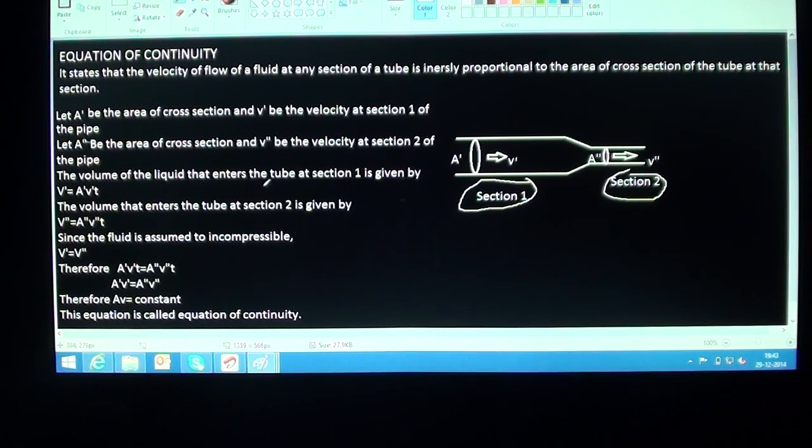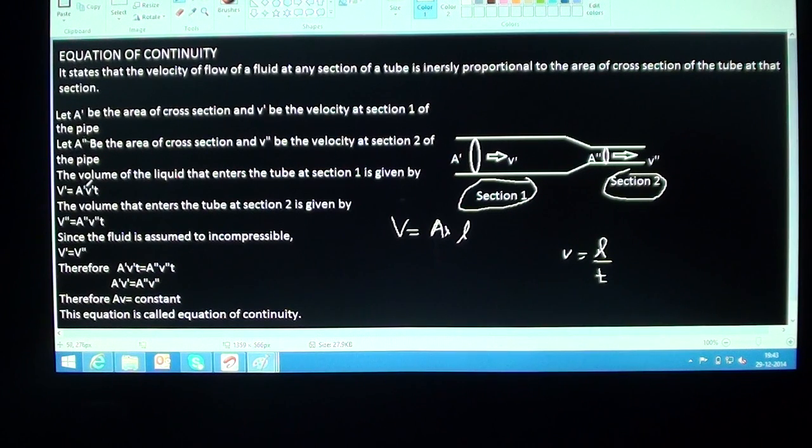The volume of the liquid that enters the tube is given by V dash is equal to A dash into V dash into T. We know that volume is equal to area of cross section into length. As you studied in lower classes, velocity is equal to distance or length divided by time, so the length becomes V into T. I've written that here by skipping steps, sorry for that. So the volume that enters at section 2 is given by V double dash is equal to A double dash into V double dash into T.